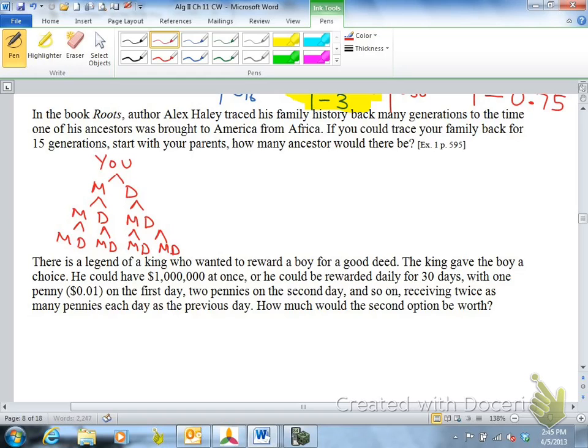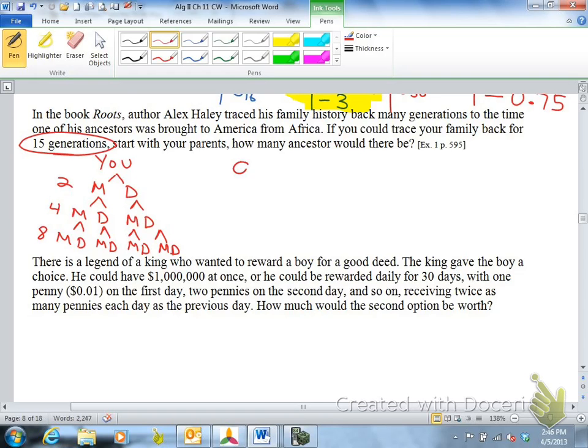Your mom and dad. So starting with your parents, you have 2 ancestors plus 4 grandparents, so we're at 6, plus 8 great-grandparents, so that's 8 plus 6 is 14, so we're at 14. We have to go back how far? We have to go back 15 generations. So it's going to be a really big family tree.